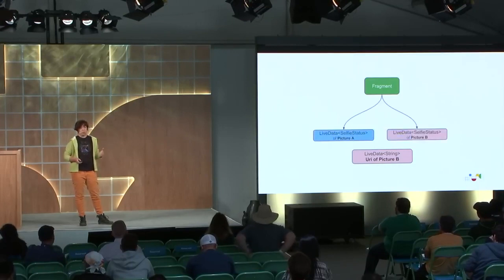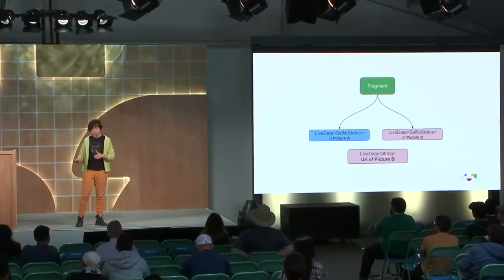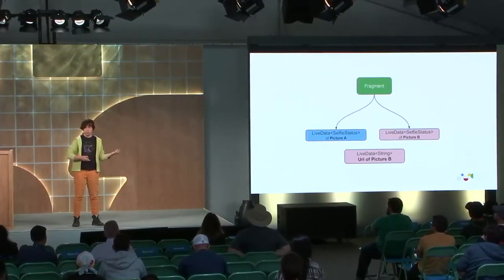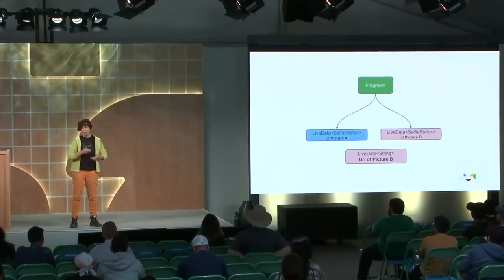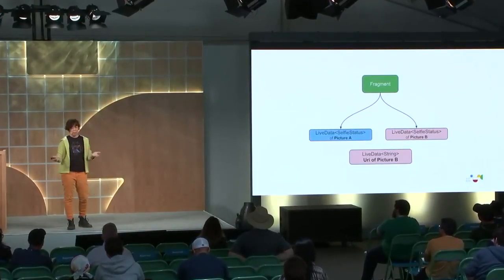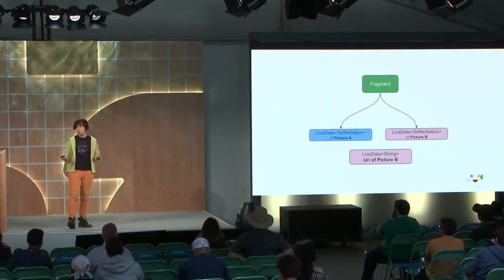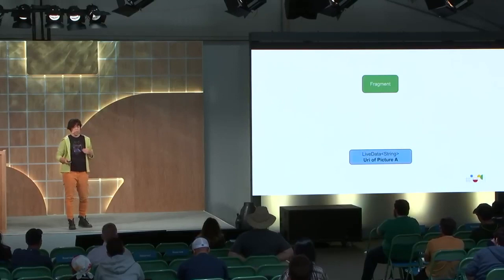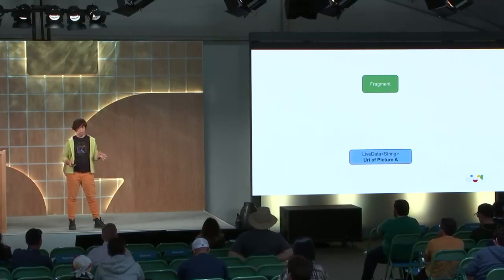So I could use the code that I just wrote to generate another selfie status live data for picture B, and I could listen to it. But I have the issue where I'm still listening to selfie status picture A live data, and now I have to deal with stopping observing things in my fragment, and that becomes confusing. And as soon as I start hitting problems like that, that should be a code smell that you should be using switch map.